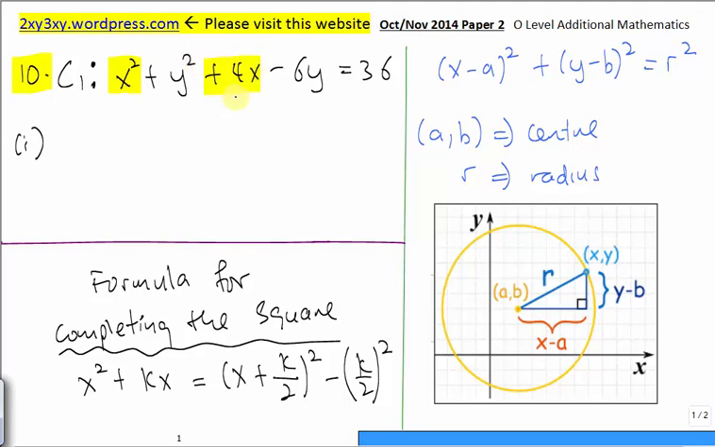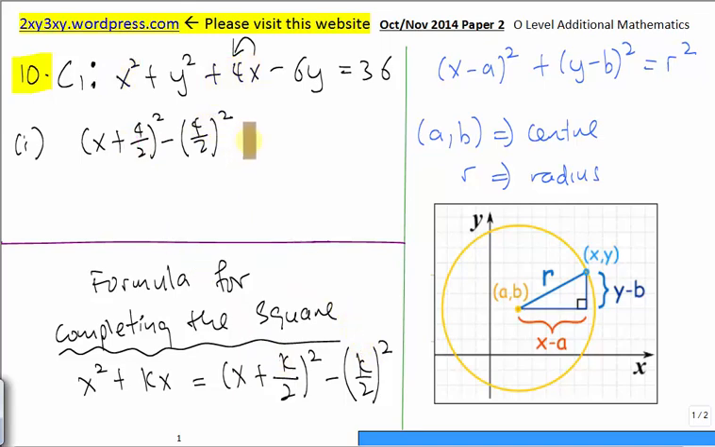So if I were to complete the square for this variable x, I need to identify the k first. The k is beside the variable x, so k takes the value of 4. So x squared plus 4x can be rewritten as (x plus k over 2) squared, k is 4, so (4 over 2) squared, minus (k over 2) squared, (4 over 2) squared.